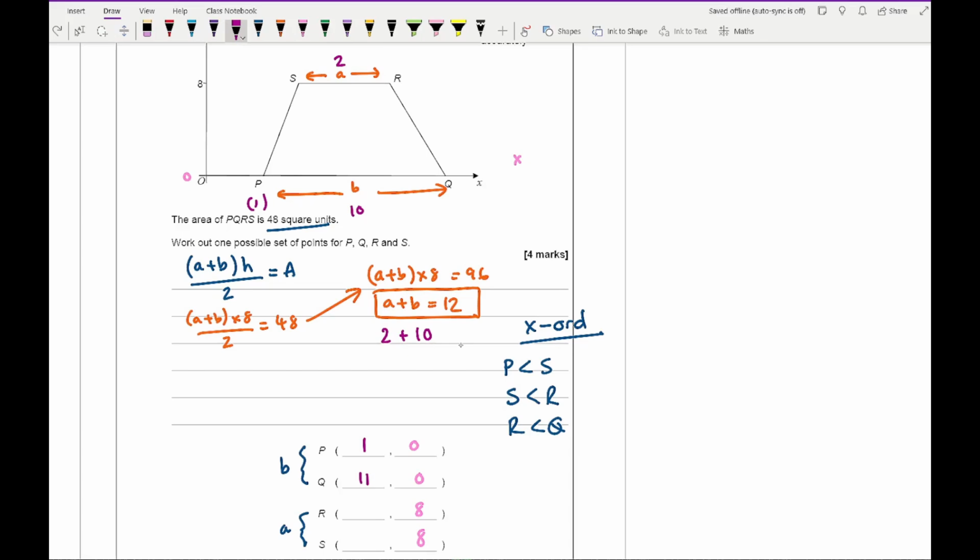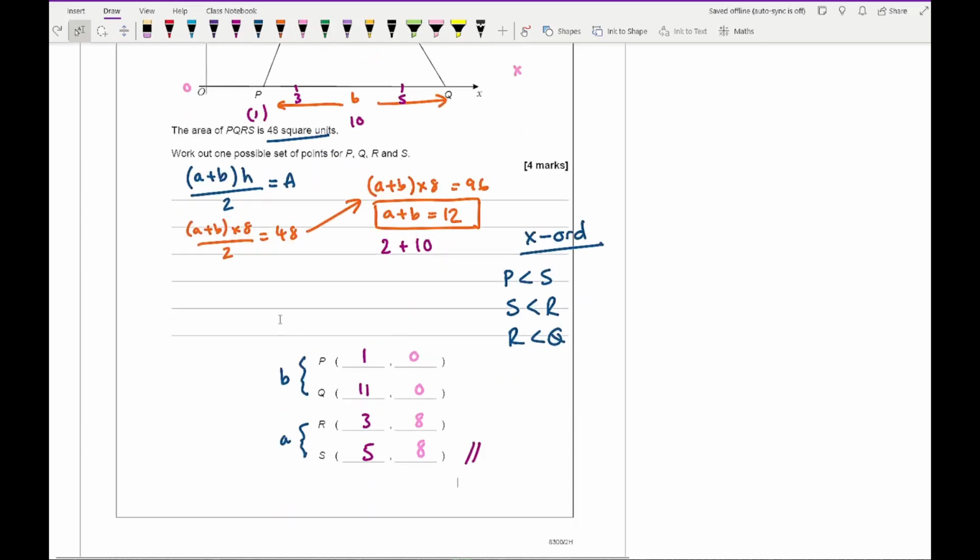So if I know that S has got to be bigger than P, so if I just say that S is, let's say, at 3, then the difference between S and R has got to be 2. So 2 plus 3 is 5. So then I could write 3 and 5. And so that there is just one example of the correct coordinates I could have for P, Q, R and S.